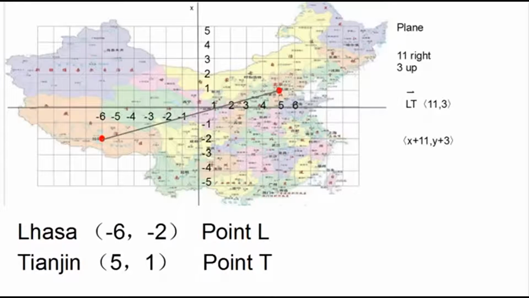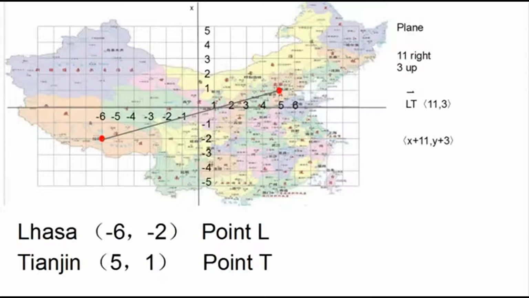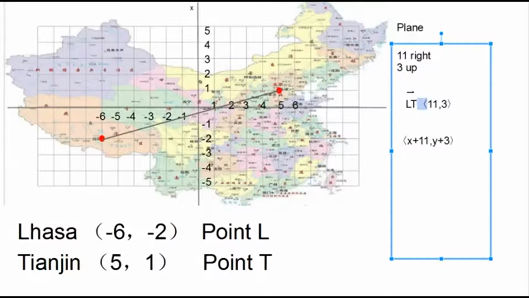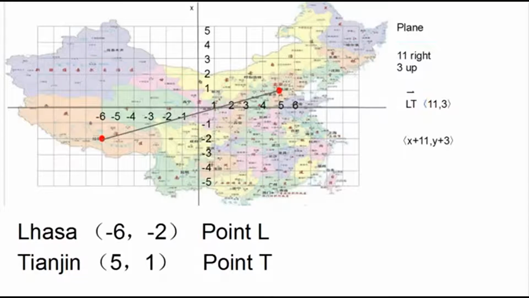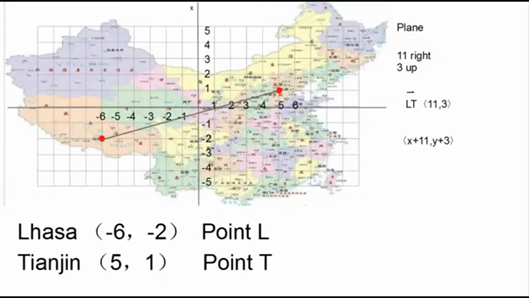So we can write the vector notation by an arrow sign to the right, and LT at the bottom. And we have a sign. I don't know what it's called, but this is not a parenthesis. So we put 11 on the x-axis and 3 on the y-axis. Again, it's the sign, not a parenthesis, and x plus 11 and y plus 3. Because you are moving 11 to the right and 3 up, so that's the positive 11 and the positive 3.